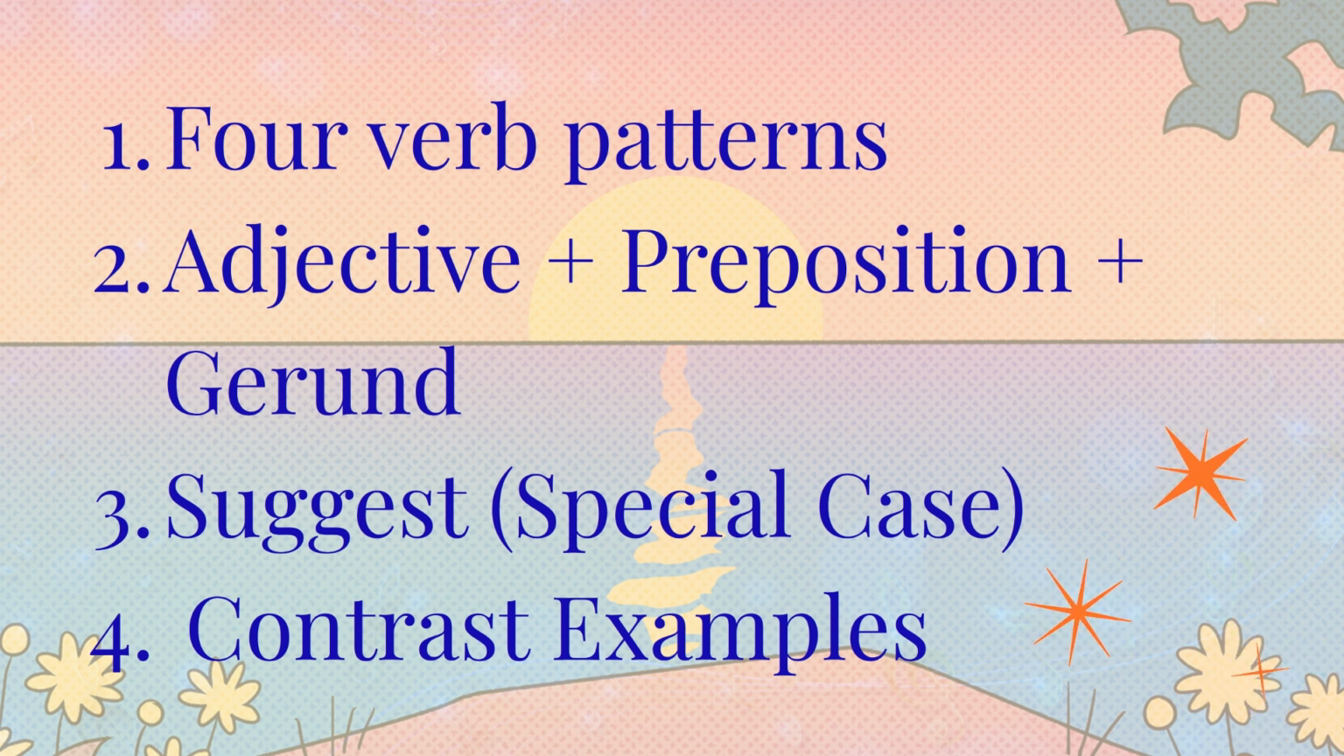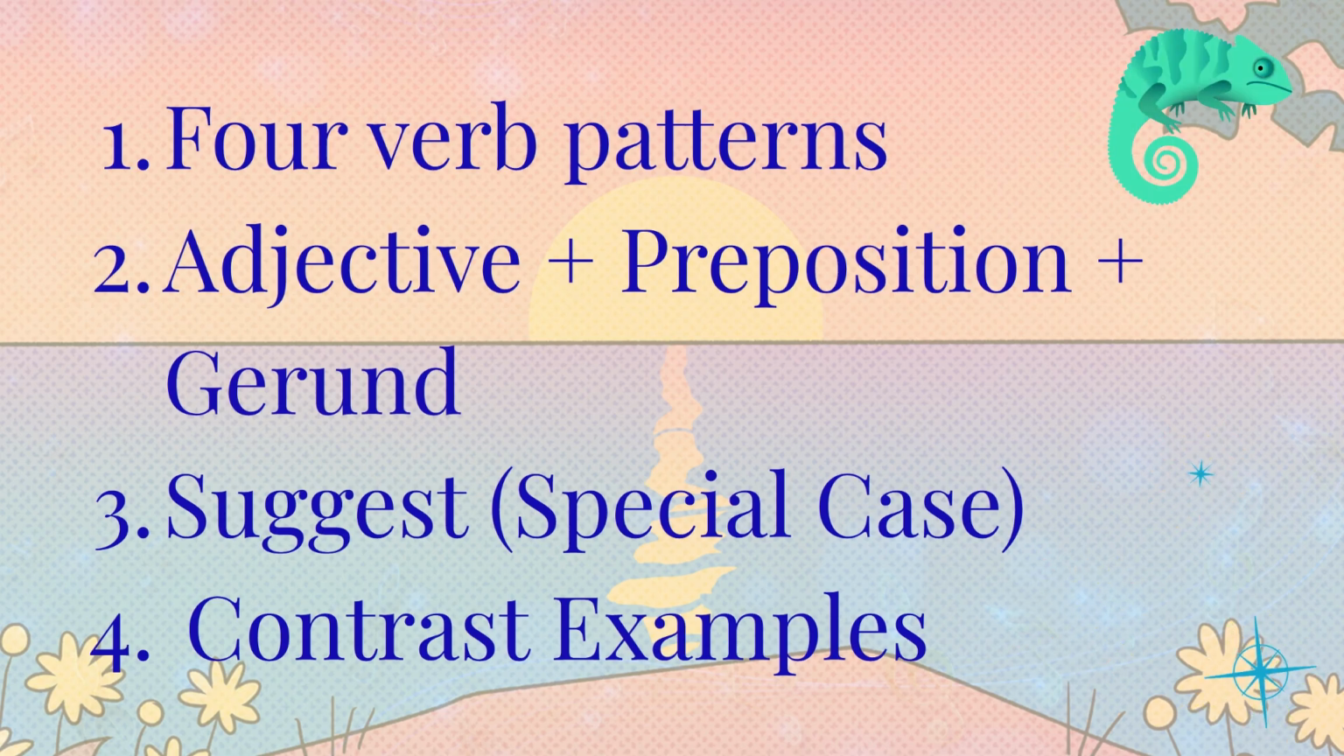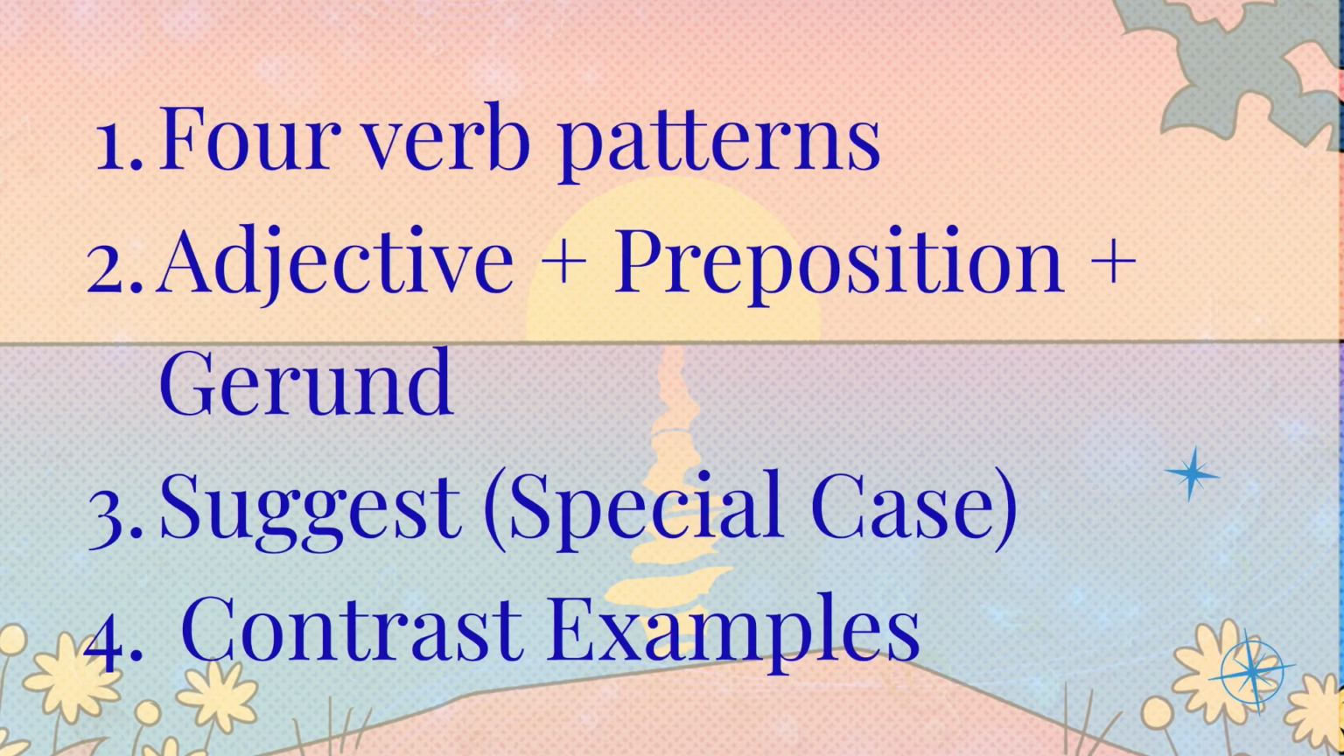Before we start, here's what we're going to learn in this lesson. First of all, the four main verb patterns. Later we will talk about adjective plus preposition plus gerund constructions. We will also mention the verb suggest, which is a special case, and at the end we will talk about the verbs which change their meaning using different verb patterns, like real chameleons.